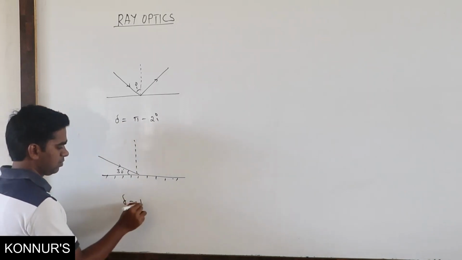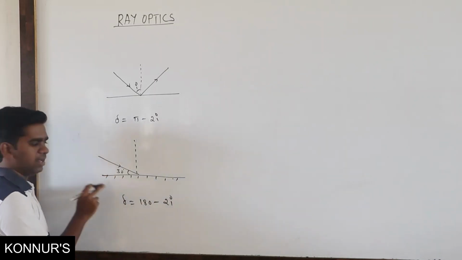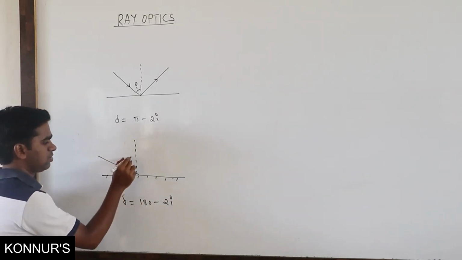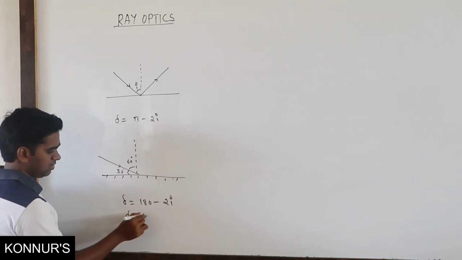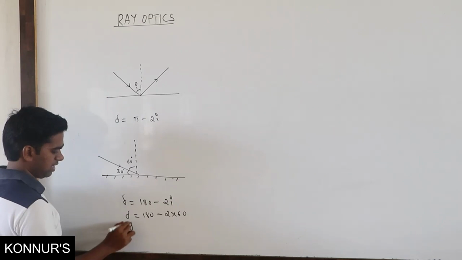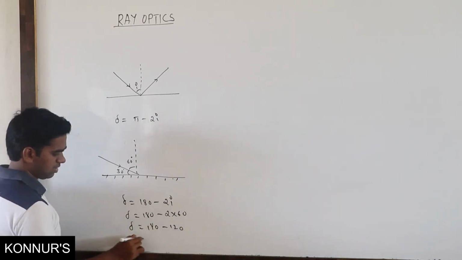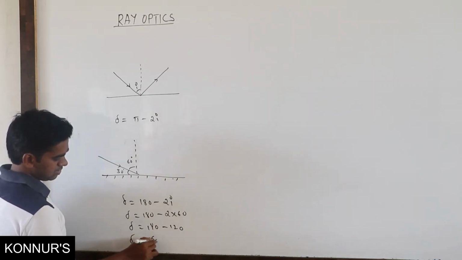Deviation we already know is 180 degree minus 2I, but this 30 is not I, so I is going to be 60 degree. So delta is 180 minus 2 into 60 degree. So this is 120, so delta equals just 60 degree.